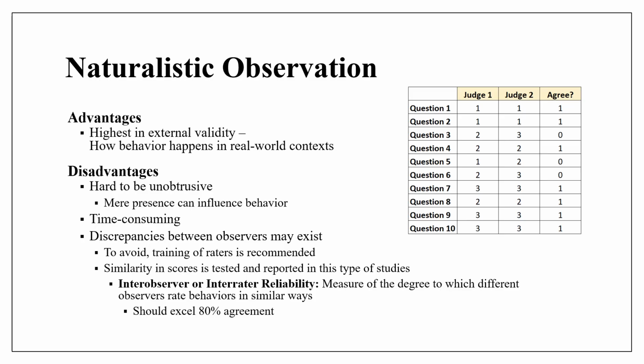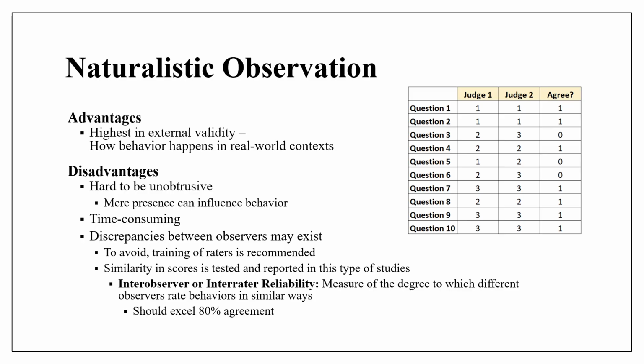Now, for us to trust the results of naturalistic observation, we're expecting to get inter-rater reliability that is 0.80 or 80% agreement among the raters.